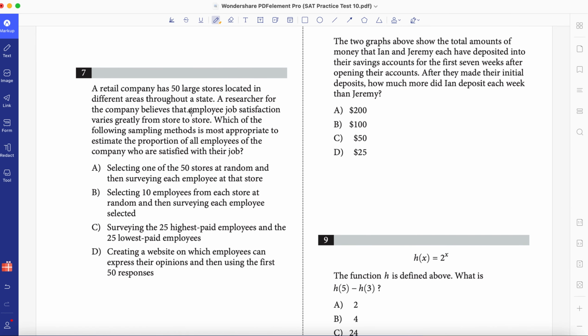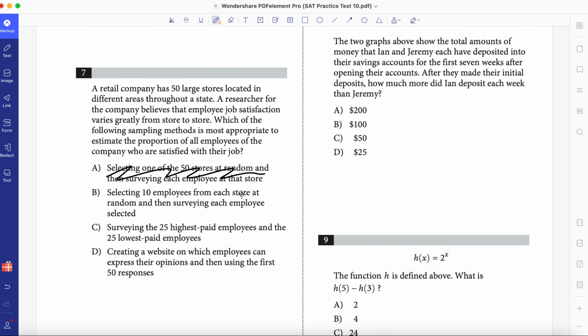So for this one, a retail company has 50 large stores located in different areas of the state. A researcher for the company believes that employee job satisfaction varies greatly from store to store. Which of the following sampling methods is most appropriate to estimate the proportion of all employees of the company who are satisfied with the job? So selecting one of the 50 stores at random and then selecting each employee at that store. No, this is just incorrect. Survey-wise, if I want to survey the 50 stores, I don't go to one store and ask every employee over there. That does not give me a gauge of all 50 stores. It only gives me a sense of that one store.